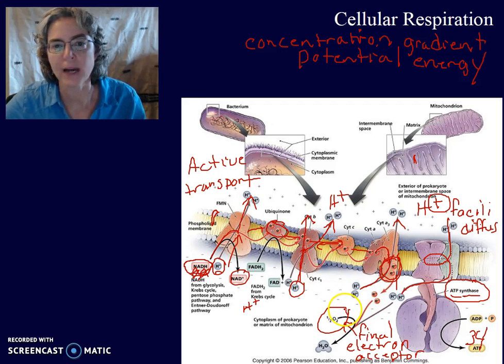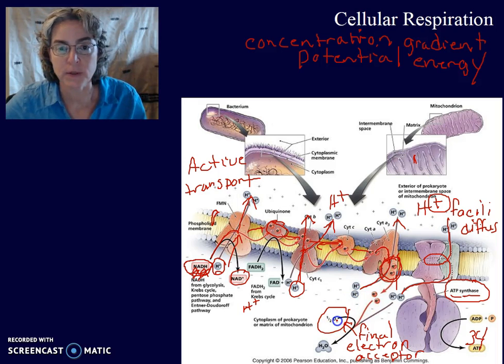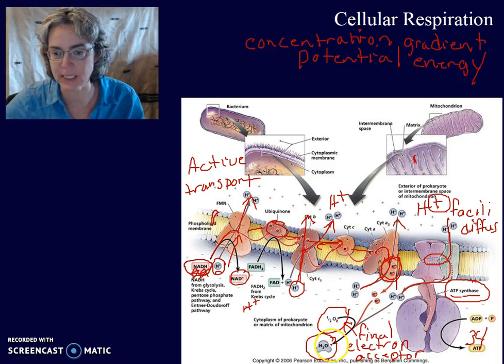Okay, so oxygen is our final electron acceptor. Oxygen accepts those electrons and accepts 2 hydrogens in the process to form water. And there is our last product that we needed to account for. This is the water, the waste that's coming off.